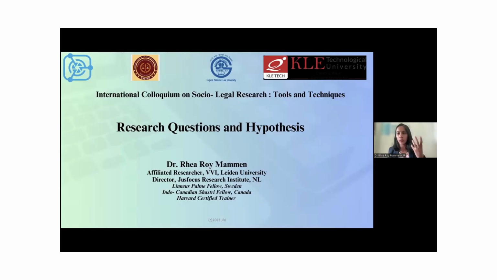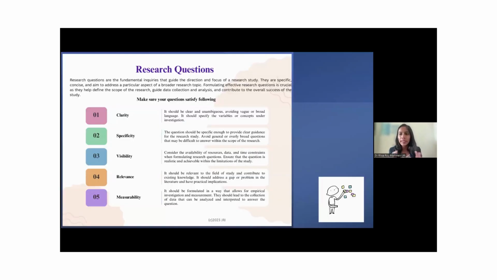Identified for any research that you want to do, these are the two important components that you must have in your research, right? You can have or not have your hypothesis, but something you must have is your research questions. We're going to quickly go through what it is, the checklists you need to keep in mind, and types of research questions and hypothesis.